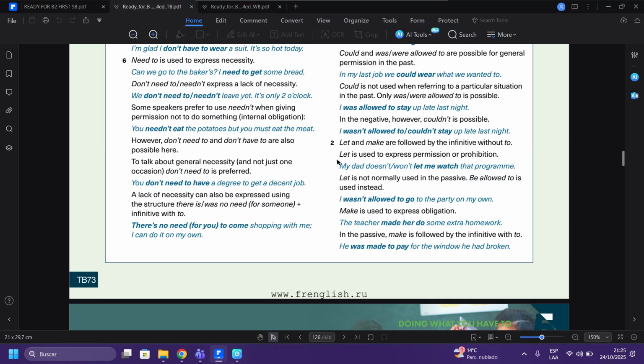Finally, we have let and make that are followed by the infinitive without to as well. Let is used to express permission or prohibition, alright? So for example, we have the next one. My dad doesn't or won't let me watch that program. Unlike let, in this case, it is not normally used in the passive. For example, be allowed to is used instead of this. I wasn't allowed to go to the party on my own.